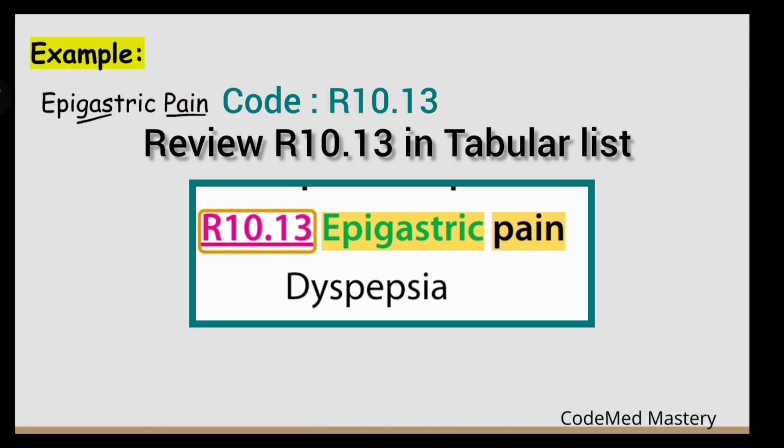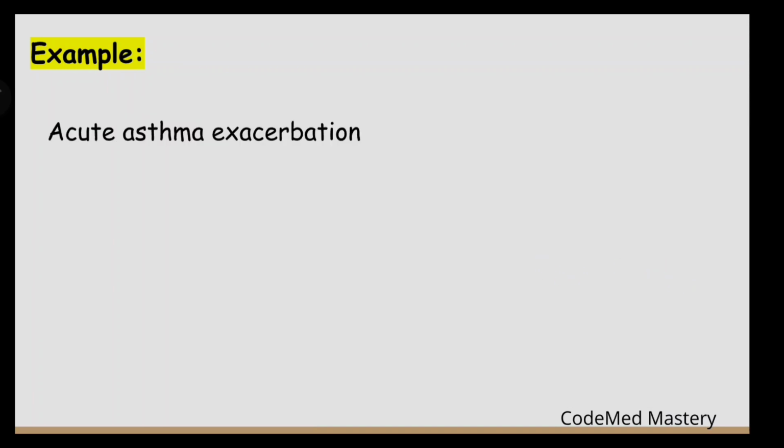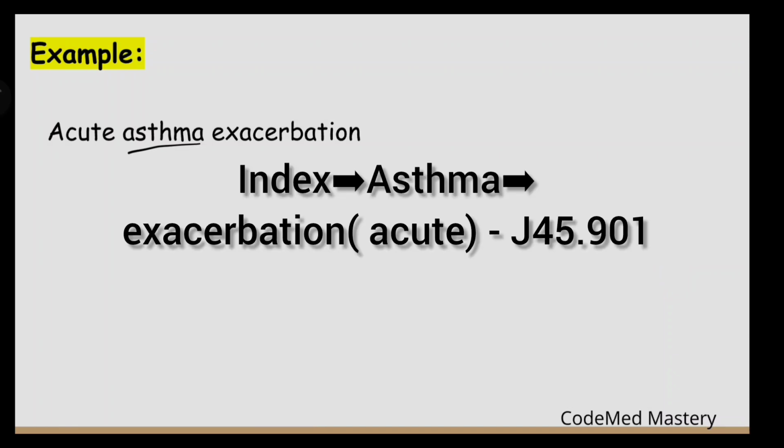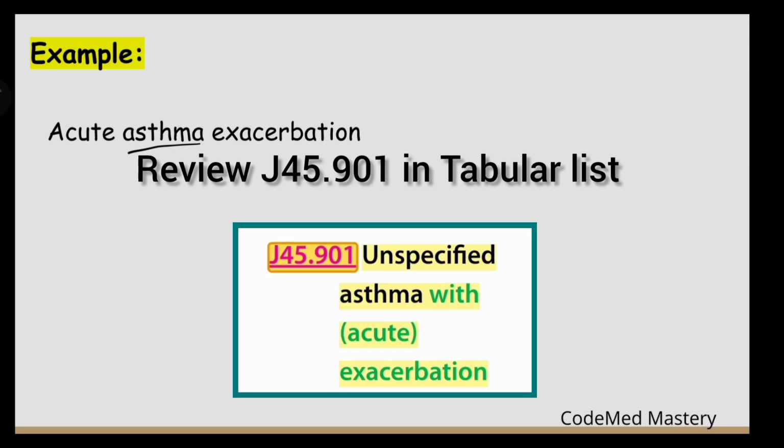Let us see another example. The second example is acute asthma exacerbation. In this, the main term is asthma, right? From the index to diseases and injuries, look for the term asthma. Under that, you can find asthma, exacerbation, acute. The code is J45.901. So we have to review the code in the tabular list. When you review the code J45.901 in the tabular list, it is for unspecified asthma with acute exacerbation. So here the example is acute asthma exacerbation, so J45.901 is the right code.